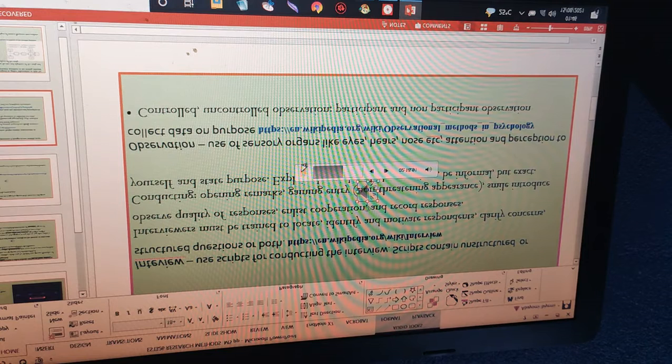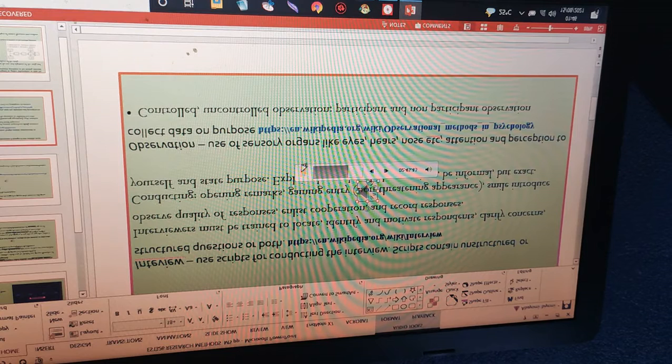Then observation, you can use sensory organs like eyes to observe, ears, nose, then you pay attention and perception to collect the data, which must be on purpose. Further link is given there. Then observation can be controlled or uncontrolled observation.